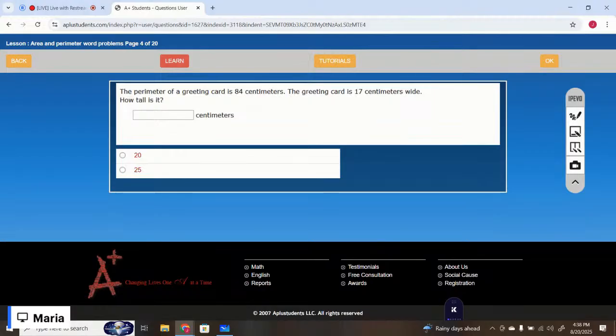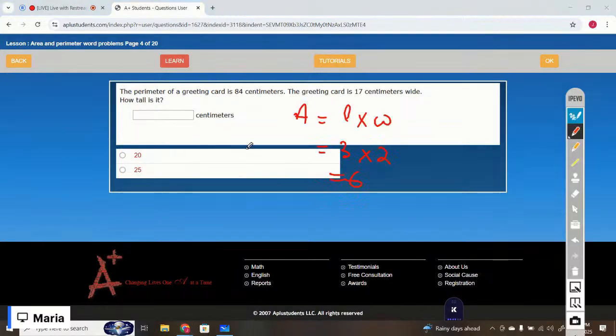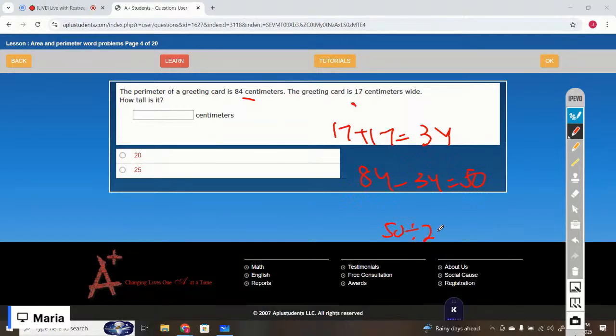The perimeter of a greeting card is 84 centimeters. The greeting card is 17 centimeters wide. How tall is it? We need to find the other side length, right? So the perimeter is the sum of all four sides, and opposite sides are equal in measurement. Two of them are 17, that is 34. So 84 minus 34 is 50, and 50 divided by 2 is 25.